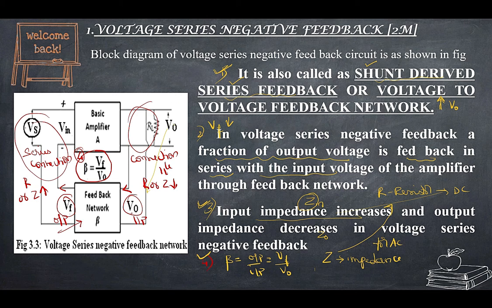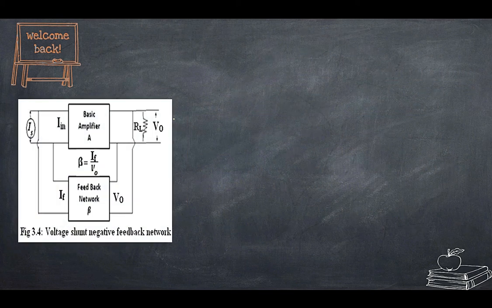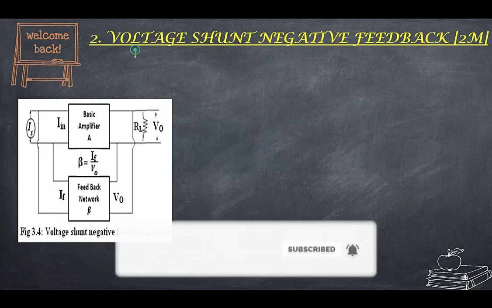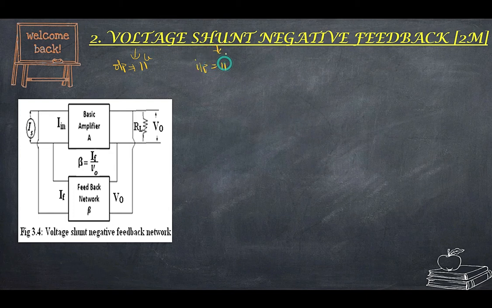Let us go to the second one, that is voltage shunt feedback. As I said, this is the output parameter. Since voltage is there, the output should be a parallel connection. This is the input. It is already mentioned what the connection should be. So both output and input are parallel.